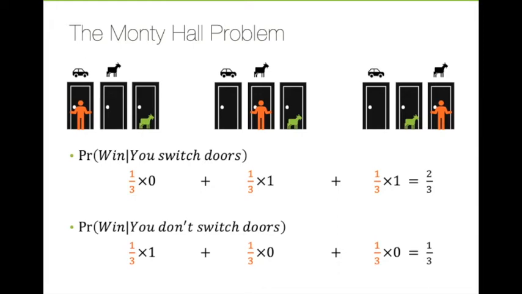Now here we've laid out the example with the car behind door 1, but the same logic applies regardless of which door the car is actually behind. And the rule that allows us to sum up the chance in each of these circumstances of winning given that we switch, or winning given that we don't switch, the ability to sum is determined by the law of total probability. And we're going to look at a formal definition of this rule now.